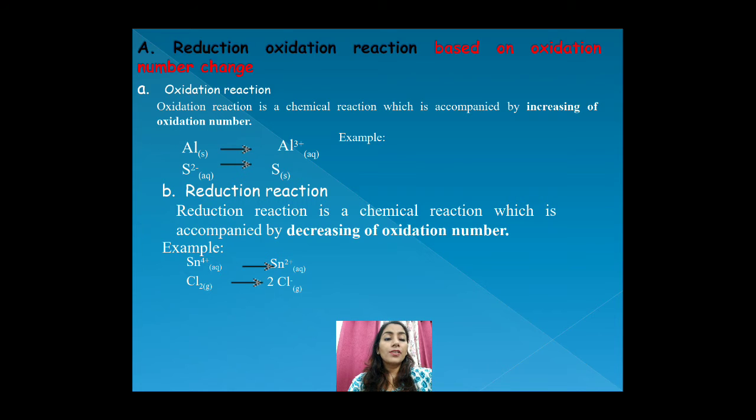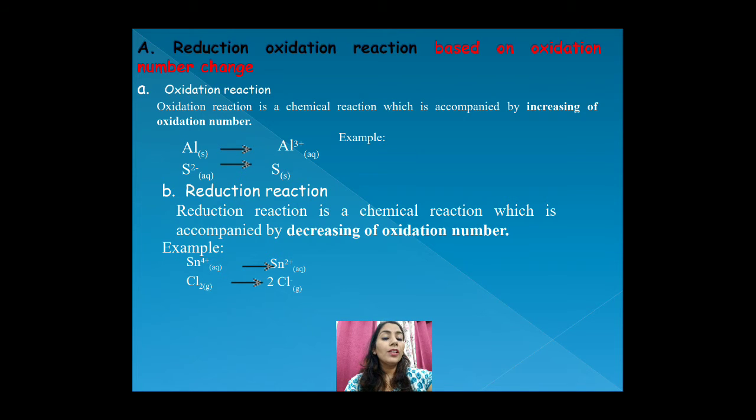A reduction oxidation reaction is based on oxidation number change. Whenever oxidation occurs, simultaneously reduction also occurs with the other element. So this reaction is called a reduction oxidation reaction. What is the oxidation reaction? Oxidation means addition of oxygen or donation of electrons. Aluminium, by donating electrons, will convert to aluminium ion. Or sulfide ion, by donating electrons, and then accepting electrons will become sulfur.